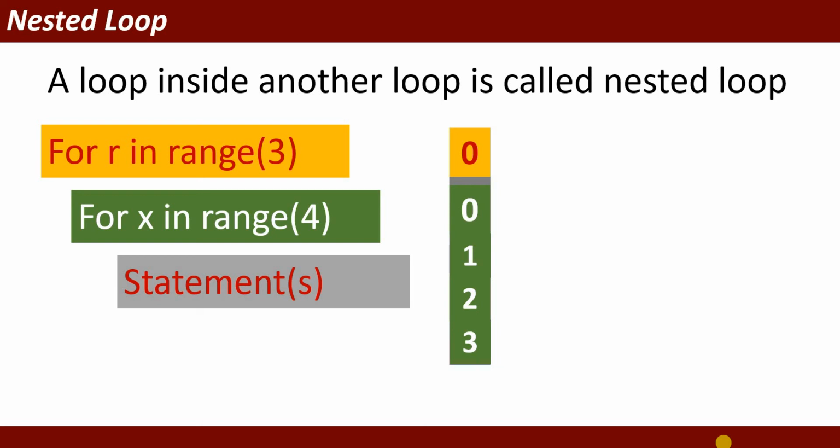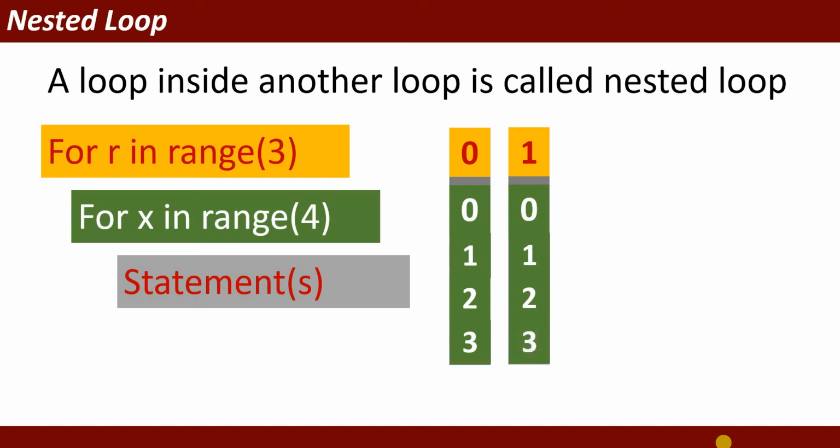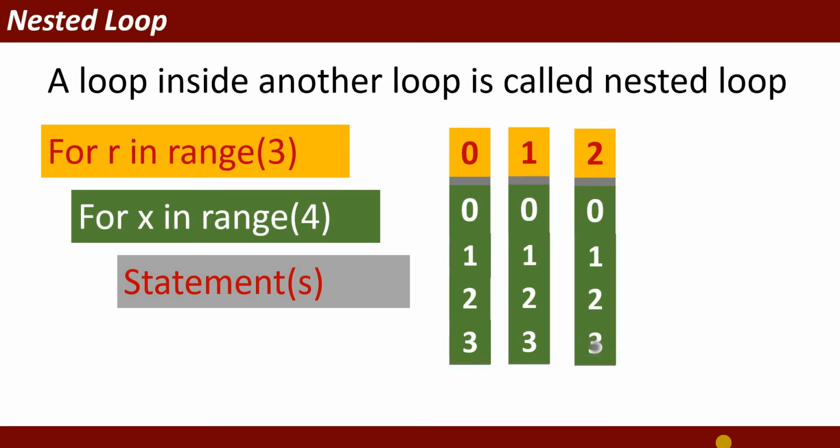Now what happened? Now the outer loop starts again. The outer loop value will increase by 1 and become 1, and then the inner loop starts again from 0 to 3. Next, the outer loop value will become 2, that is the last value, and then the inner loop will start again from 0. Then the next value is 1, the next value is 2 and 3.